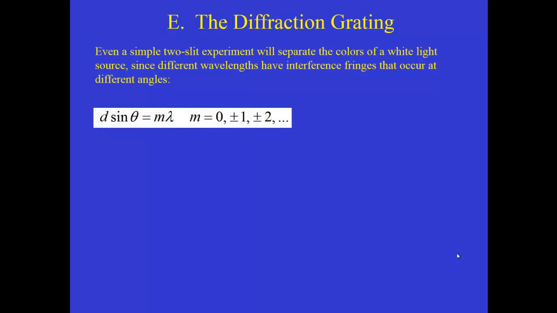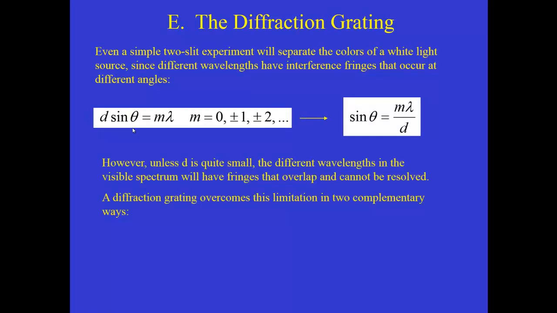And the reason for this is using the condition for constructive interference for a two-slit experiment. If we solve for the angle, you can see that it depends on the slit spacing d, but it also depends on the wavelength. So in principle, different wavelengths will appear on the screen at different angles. However, what happens in practice is, unless d is really small, the different wavelengths in the visible spectrum will have fringes that overlap and can't really easily be resolved.